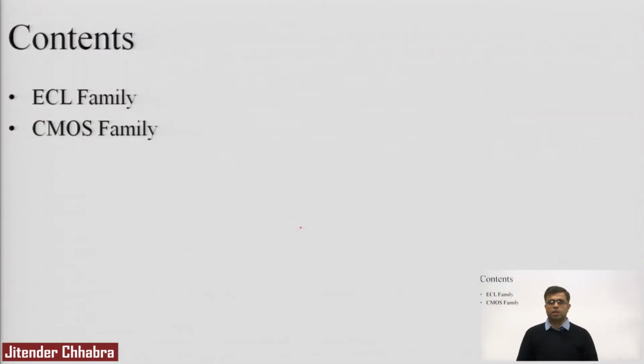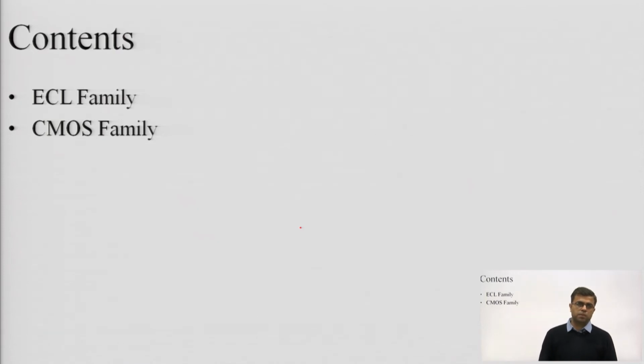Hello everyone. So this is lecture 26 of our subject digital system design, and the topic for today's lecture is logic families, ECL and CMOS. In our previous lecture we have already covered the performance characteristics of various logic families, their introduction, and then we covered the first logic family, that is the TTL, transistor-transistor logic. Now we will be extending this logic family concept to the next two families, ECL and CMOS.